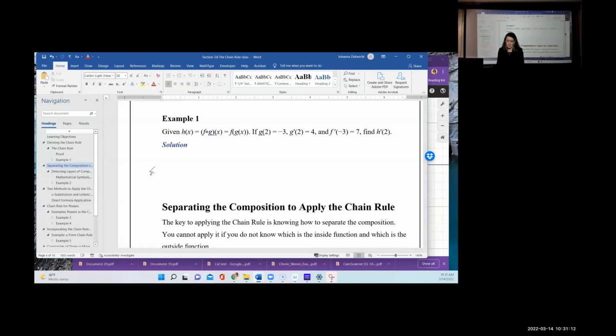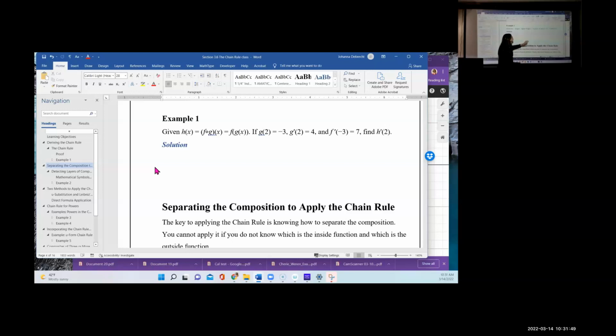In example 1, we're given that h is equal to the composition of f with g. So it's f composed with g, or f of g of x. Remember that f of g of x and g of f of x are rarely ever the same thing. In fact, the only time they come out to be the same is when you have the identity function, or something that is its own inverse, like the rational function 1 over x. It is rare for them to be identical.